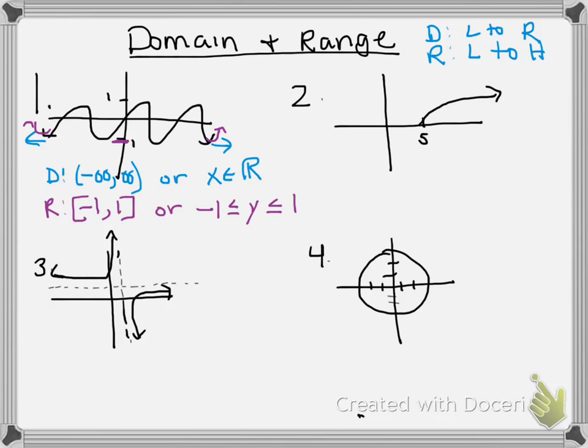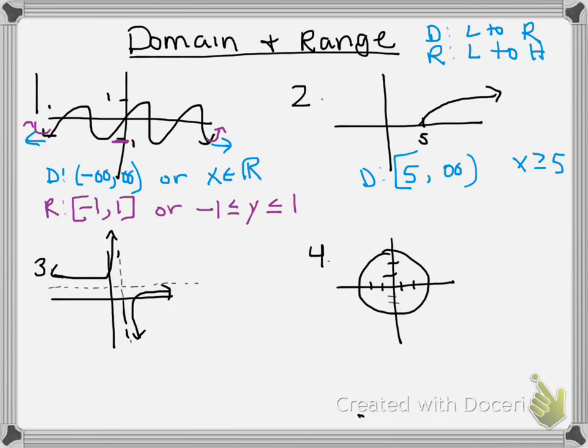So if we do these other ones, for domain we're looking at x's. The farthest left it goes is 5. The farthest right it goes is infinity. It includes 5. Infinity always gets a parenthesis every single time. So we could say x is greater than or equal to 5.